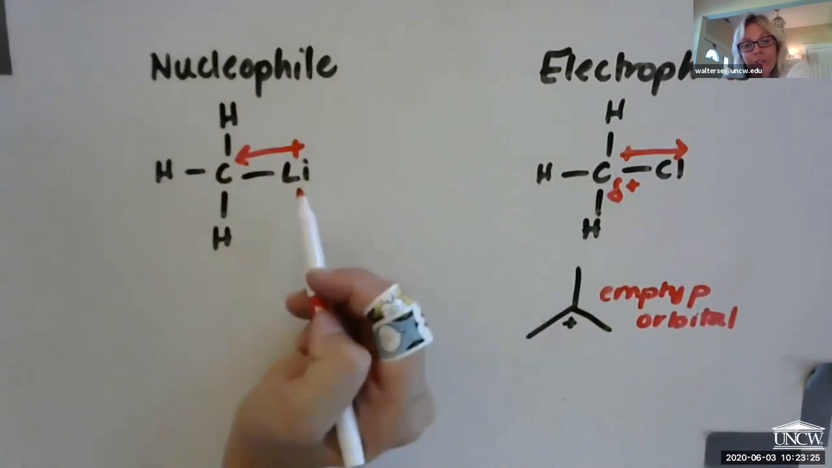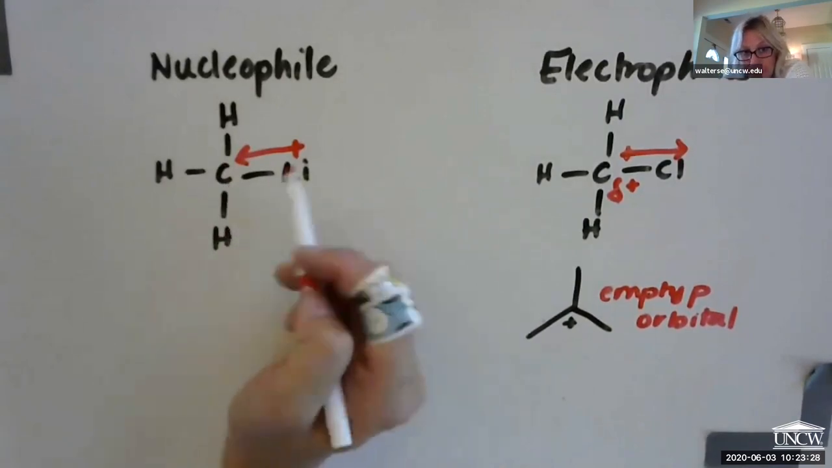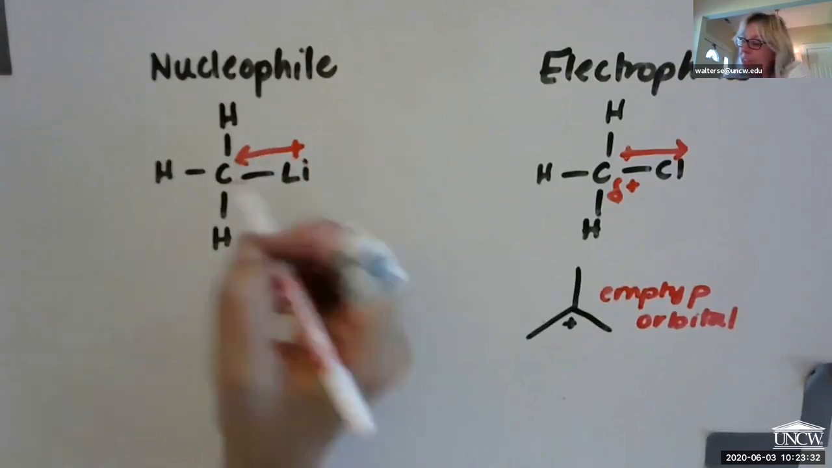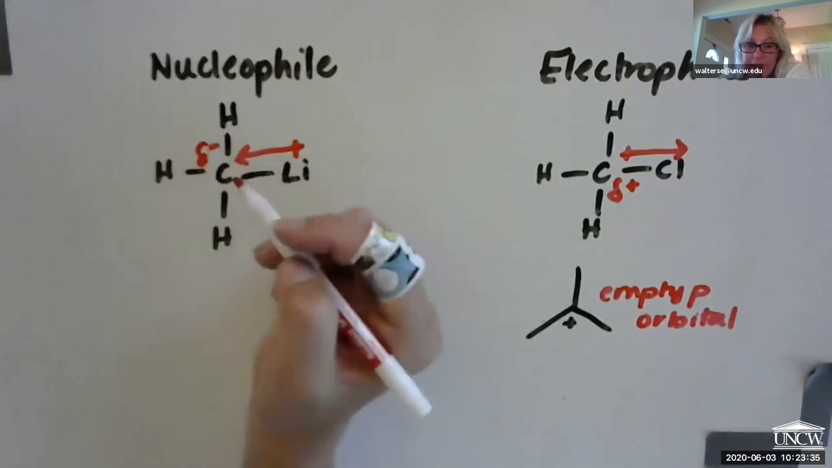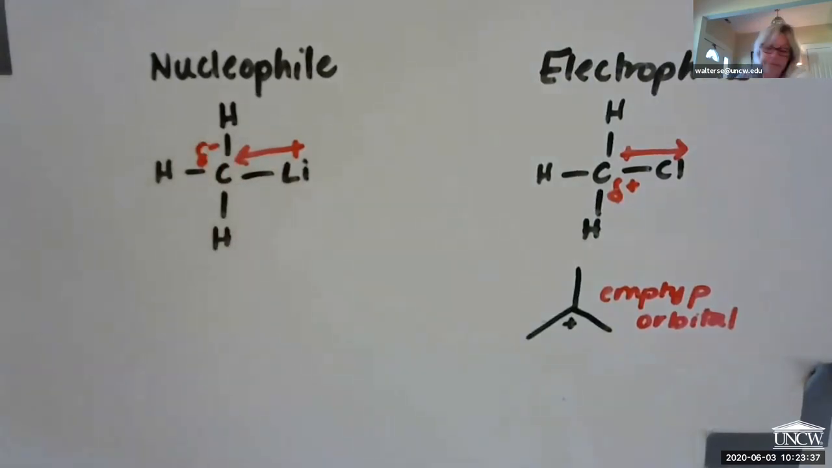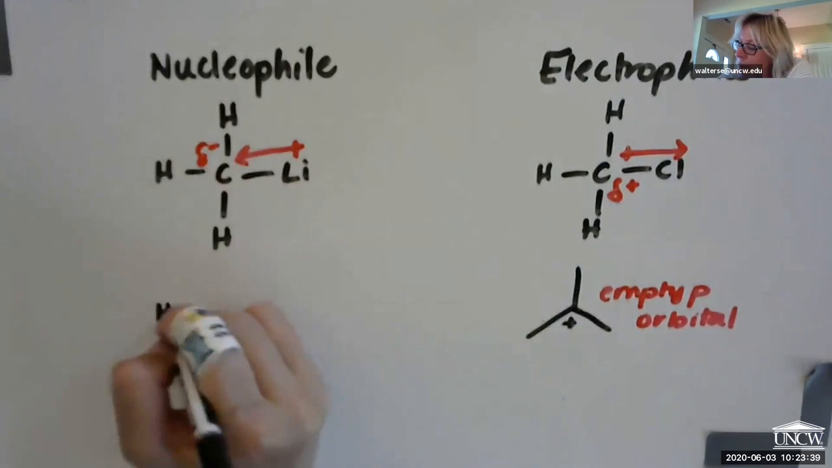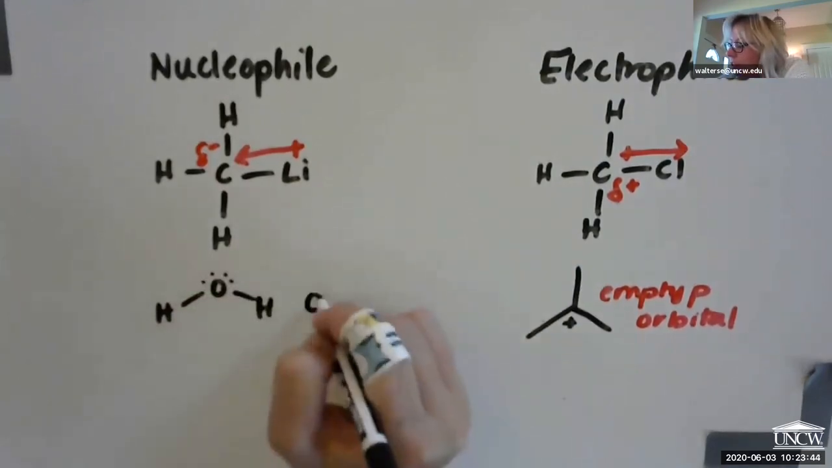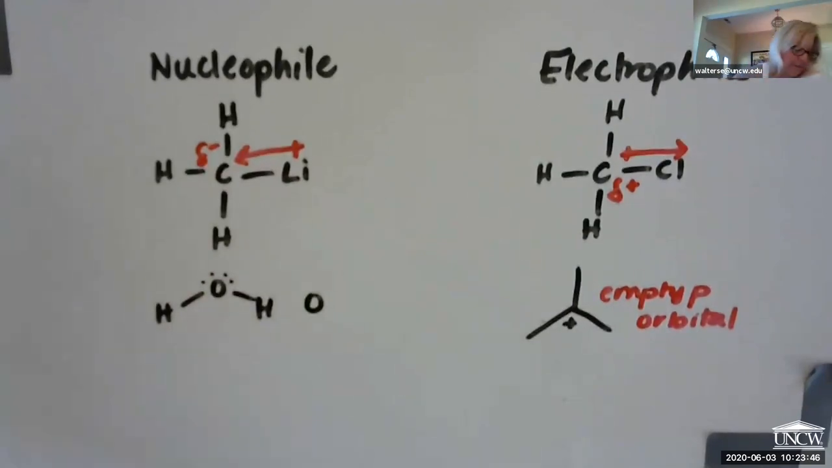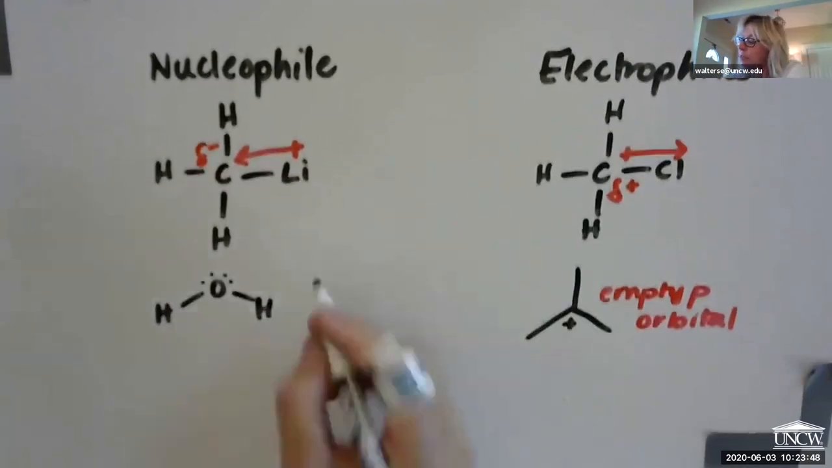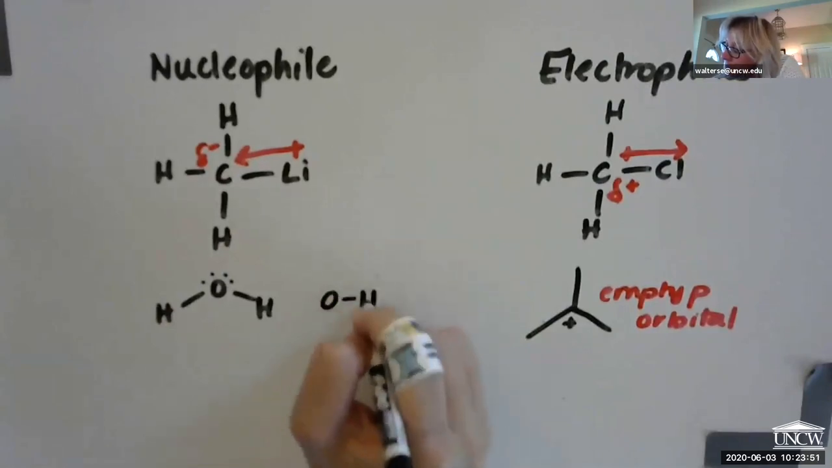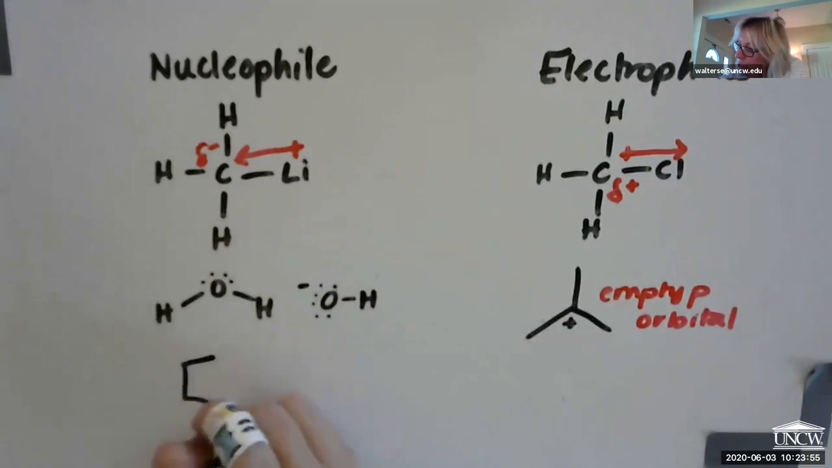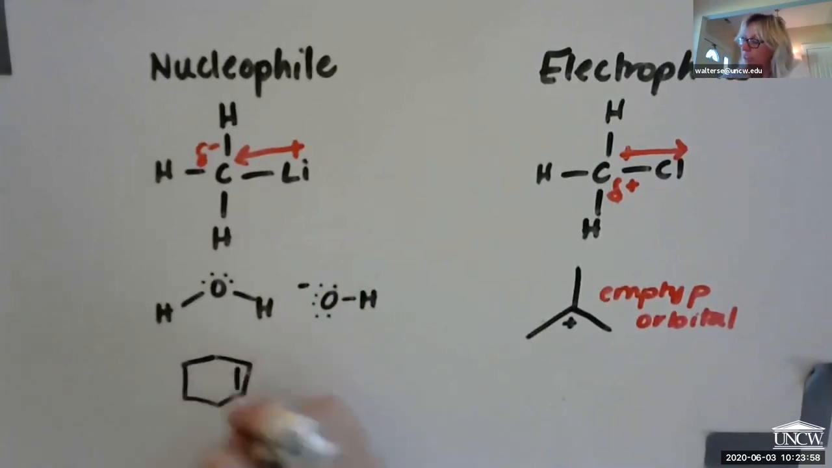Metals are less electronegative than nonmetals. So the trend is going to be in this direction. So then that carbon is a little bit negative and could act as a nucleophile. Again, you have lone pairs of electrons on neutral atoms or lone pairs of electrons on charged atoms. And the last thing that you can use for your nucleophiles are pi bonds.